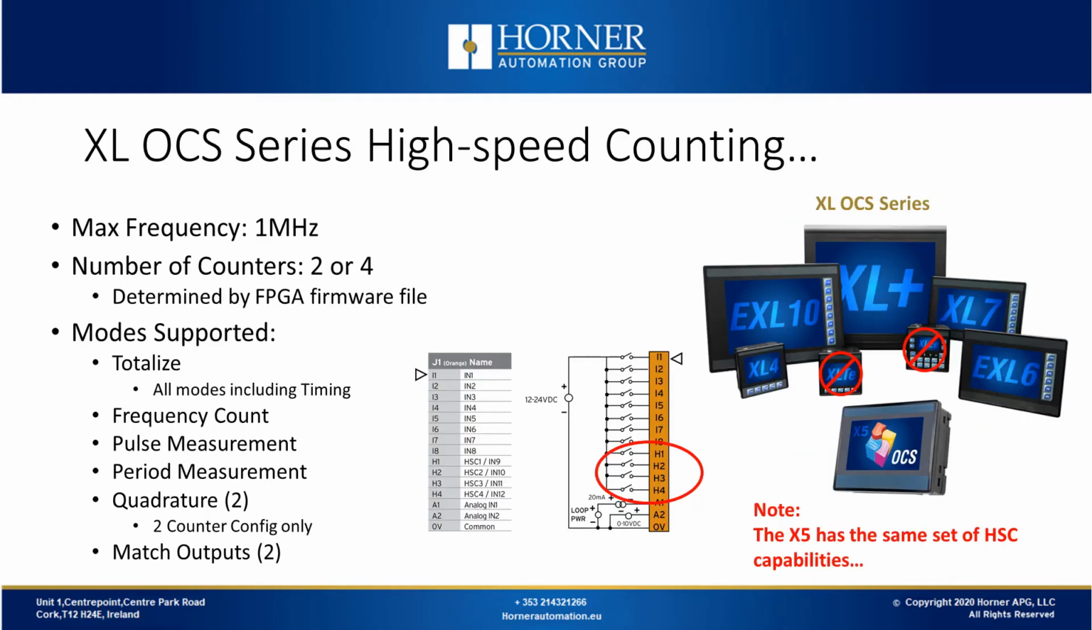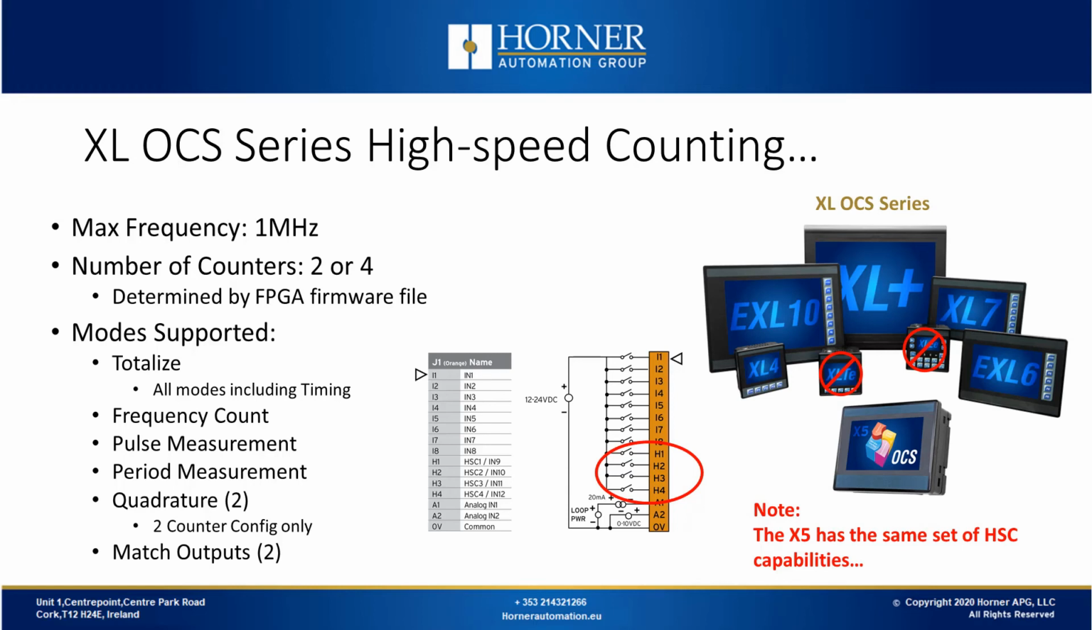Let's talk about our mainstream XL OCS series. These products have more powerful processors than the XLE and XLT, and are Linux-based. The XL series has very good frequency support, up to 1 MHz. Because the XL series FPGA chip was designed several years ago, it supports 2 highly functional counters. You can update the firmware by contacting our tech support group to get up to 4 counters, but they're not quite as capable. All the totalizing modes are supported: frequency counting, pulse measurement, period measurement, and quadrature. But if you're in 4 counter mode, there's no quadrature support.